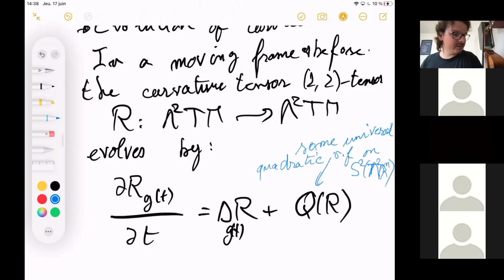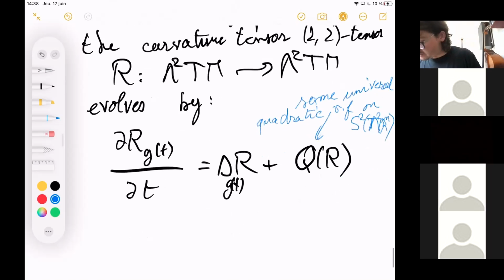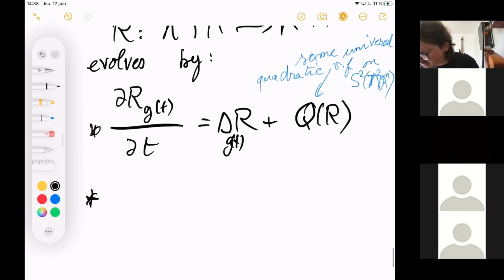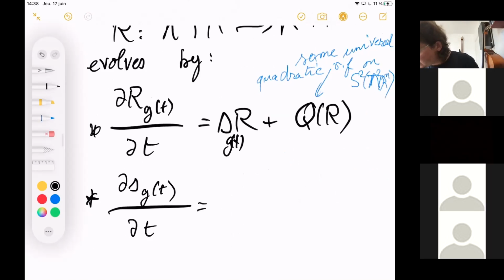Okay. And so now you can give the evolution of the Ricci curvature, though we won't need it here. And you can also give the evolution of the scalar curvature, which we will use. If you take the scalar curvature, you can take the trace here. Okay, and that gives you the following.